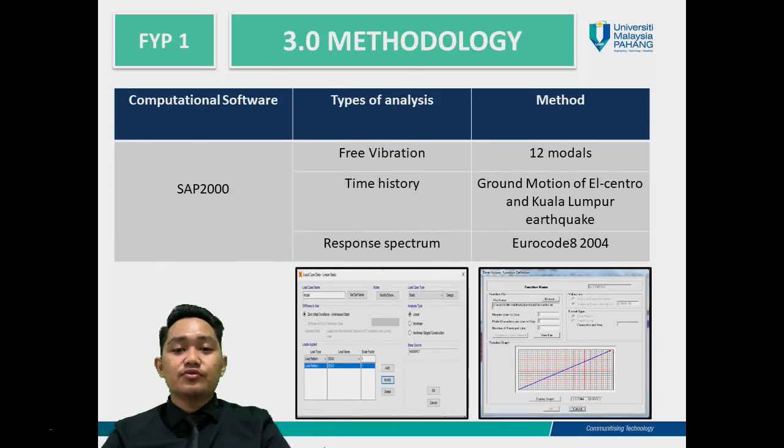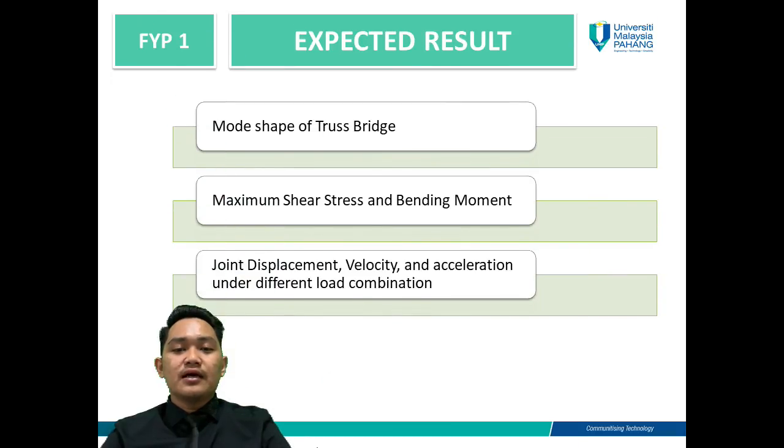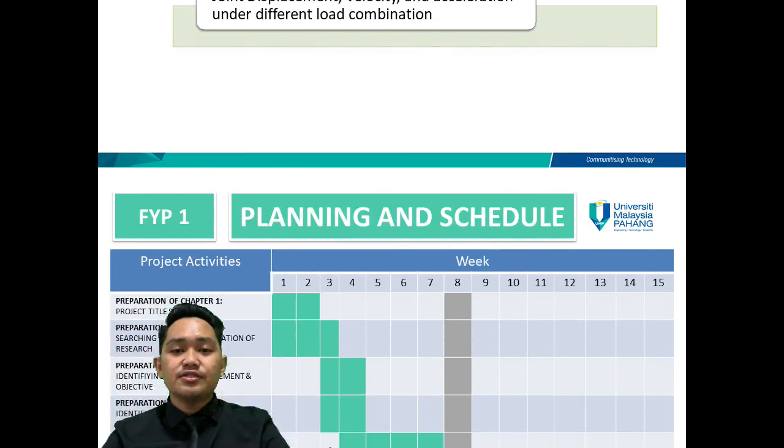Computational software SAP 2000. The type of analysis is free vibration, the method is 12 modes. Time history, ground motion of El Centro and Kuala Lumpur earthquake. Response spectrum, Eurocode 8 2004. The expected results from this research are the mode shape of the truss, maximum shear stress and bending moment, joint displacement, velocity and acceleration under different load combinations.